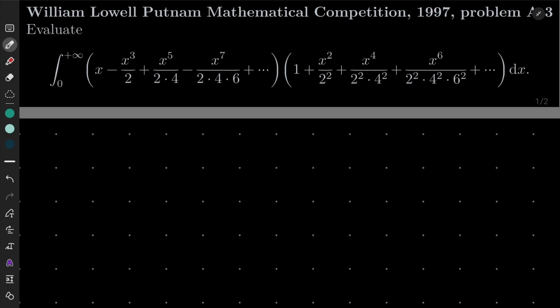We wish to evaluate the following integral from 0 to plus infinity of the series x minus x to the third power over 2, plus x to the fifth power over 2 times 4, minus x to the seventh power over 2 times 4 times 6, and so on, alternating, times another series inside of our integral: 1 plus x squared over 2 squared, plus x to the fourth power over 2 squared times 4 squared, plus x to the sixth power over 2 squared times 4 squared times 6 squared in the denominator, and so on, dx.